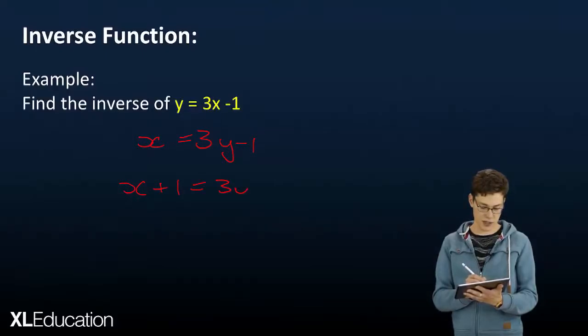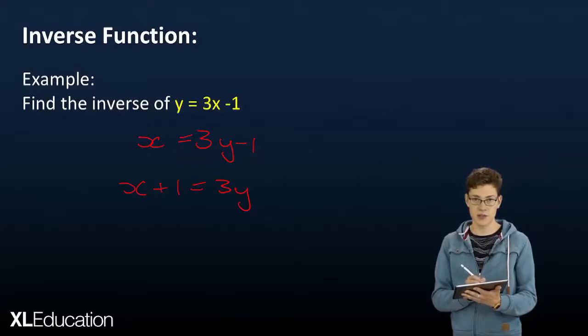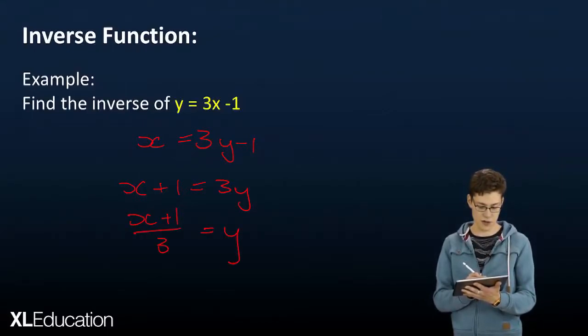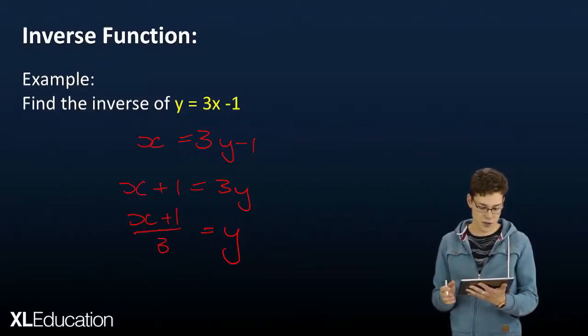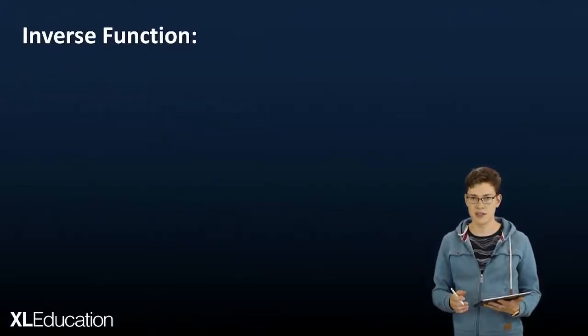x + 1 = 3y. Divide both sides by 3 to make y the subject of the equation. (x + 1)/3 = y. And that is the inverse of the line y = 3x - 1.